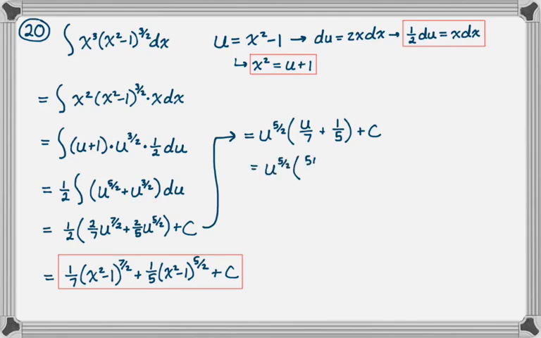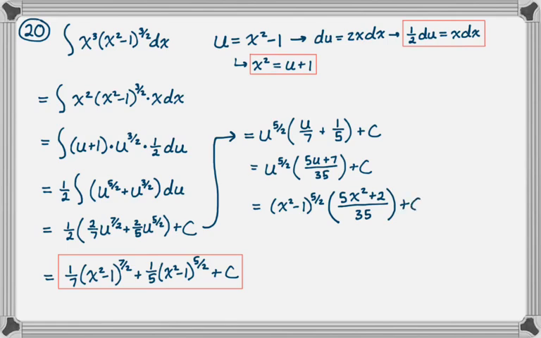common denominator here. And then we know that u is actually x squared minus 1. So 5x squared minus 5 plus 7 is 5x squared plus 2. All over 35, and then plus c. So those always have the two paths you could choose to take. Totally up to you which one you go for.